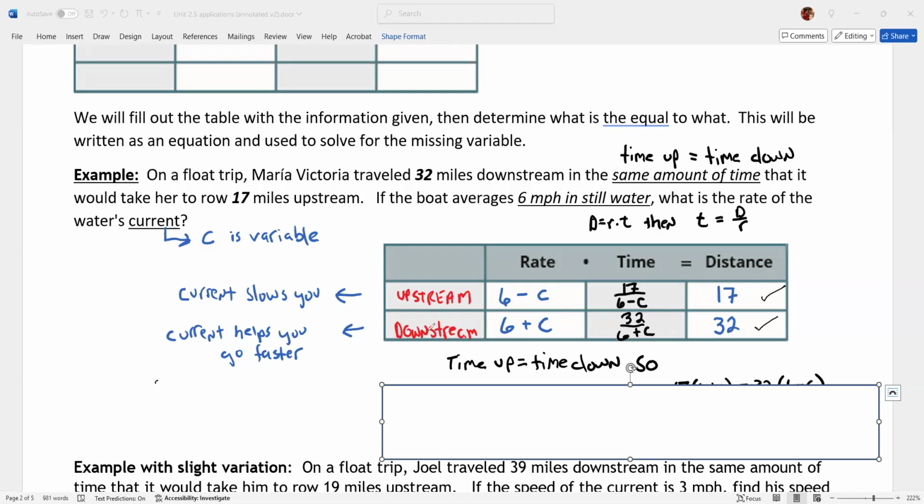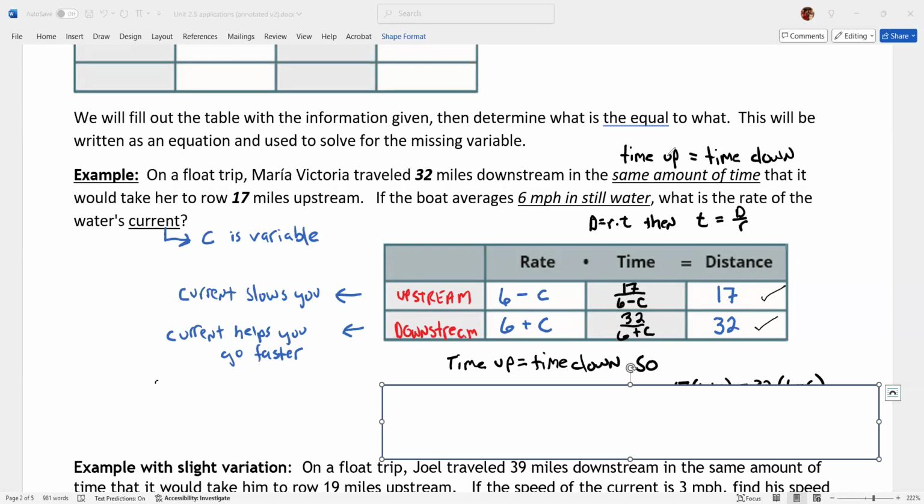When I'm going downstream, I'm still moving 6 miles per hour in the water, but the water is moving in the same direction. It is helping me, so I will add the speed of the current. So here's my rate, and my rate includes current, but I don't know the value. So now that's all the information that I've been given. But what did they tell me? And I've got it underlined. They told me that this event, the 32 miles downstream and the 17 miles upstream, takes exactly the same amount of time.